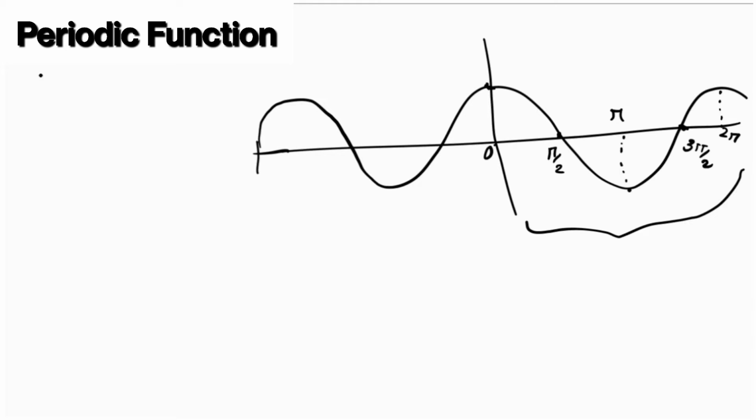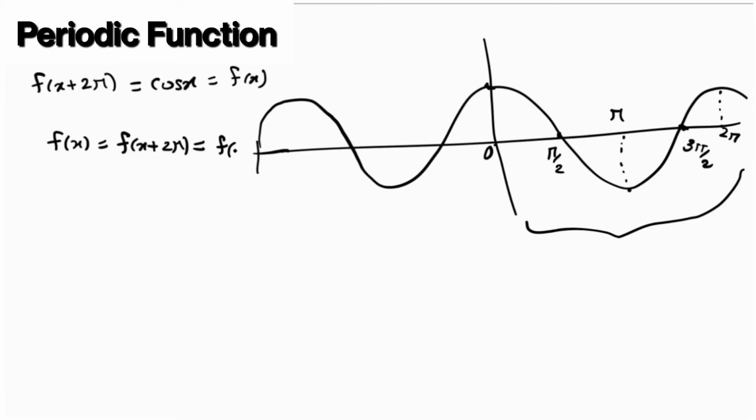That means if we add 2 pi in the function, you will get the same answer, that is cos x, and that is nothing but f of x. So f of x is equal to f of x plus 2 pi, equal to f of x plus, again adding 2 pi, 4 pi. Continue this process, and you will get the repeated value, that is cos x. So we can say cos x is again a periodic function, and the period of this function is 2 pi.